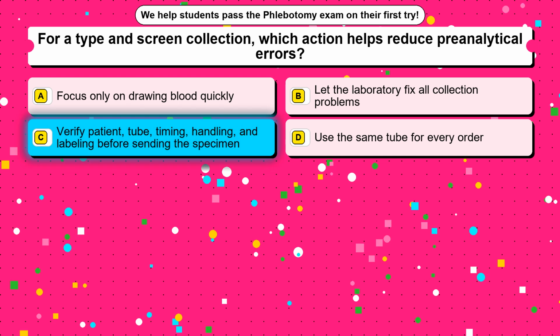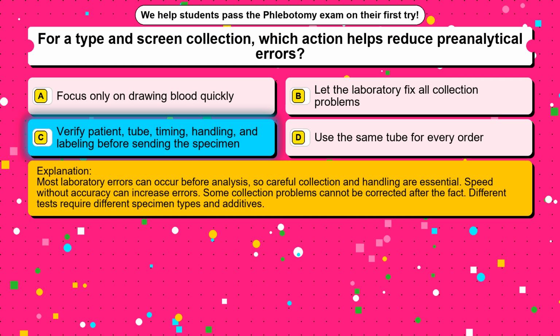The correct answer is option C. Verify patient, tube, timing, handling, and labeling before sending the specimen. Most laboratory errors can occur before analysis, so careful collection and handling are essential. Speed without accuracy can increase errors. Some collection problems cannot be corrected after the fact. Different tests require different specimen types and additives.